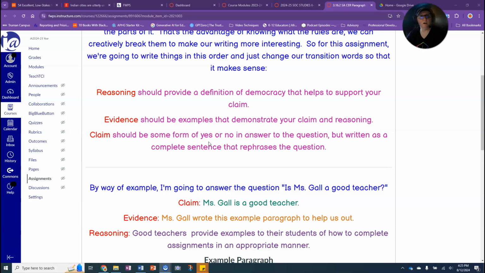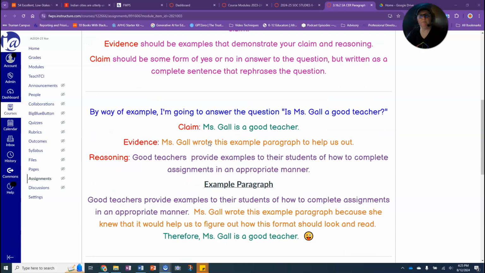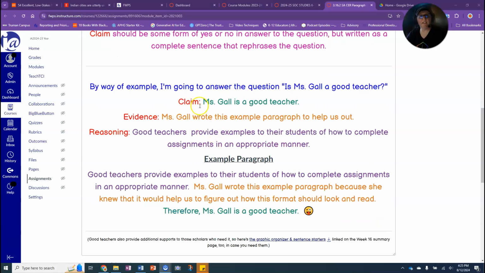All right, so by way of example, I'm going to use a different prompt for my example here. Okay, and the prompt I'm going to use is, Is Ms. Gall a good teacher? So here's my claim. My claim is Ms. Gall is a good teacher. My evidence is Ms. Gall wrote this example paragraph to help us out. Reasoning. Good teachers provide examples to their students of how to complete assignments in an appropriate manner. So we've got all three parts, the claim, the evidence, and the reasoning.